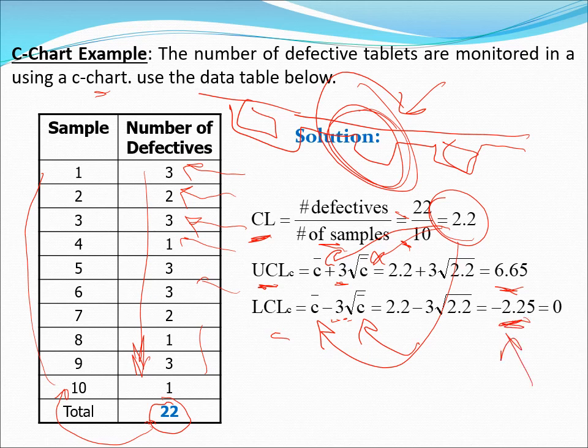When you see a minus or negative value here, you have to discard it and consider that the lower control limit equals 0. So usually in C charts, the lower control limit you will get is a negative value. Just discard it and write 0.